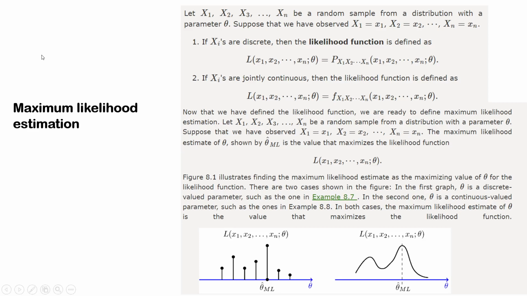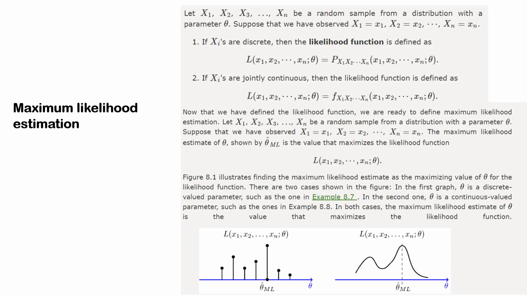So let x1, x2, x3, etc. be a random sample from a distribution with a parameter theta. Suppose that we have observed x1 equal to small x1, x2 equal to small x2, up to xn. If these are discrete, this is given by the PDF, and if it is continuous, it is basically the same. This is a discrete PDF. This is a continuous PDF. Basically this tells you how your distribution is looking. If this is a normal distribution, you replace it with the equation of the normal distribution.